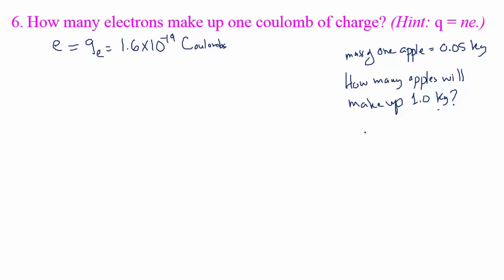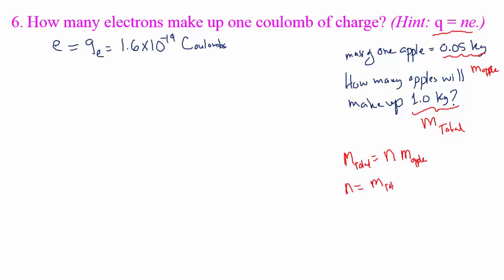And you might be able to answer this question without using equations, but actually if you think about it, 1 kilogram here represents the total mass, while the 0.05 kilogram represents the individual mass of 1 apple. So the equation basically is that the total mass of anything is the number of that thing times the individual mass of that thing. So the total mass of apples will be the number of apples that we have times the mass of 1 apple. So the number of apples that will make up 1 kilogram will be the total mass divided by the mass of 1 apple. So we plug the numbers.